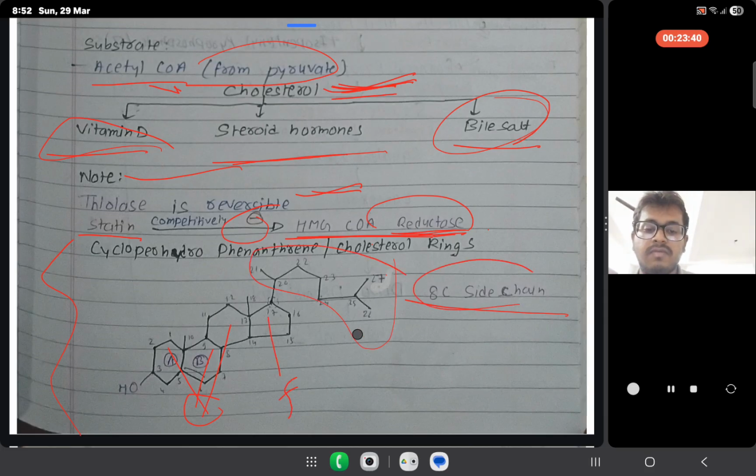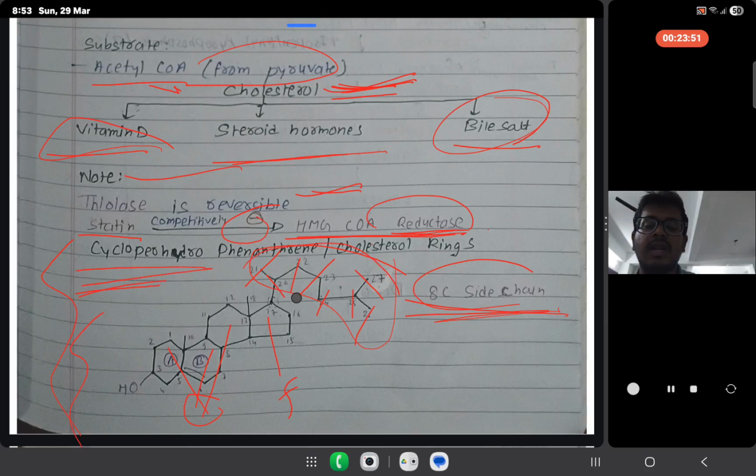This is an 8-side carbon chain. 1, 2, 3, 4, 5, 6, 7, 8, an 8-side carbon chain. This can help you in identifying which structure this is. So you can say this is a 27 carbon compound, that is cholesterol.